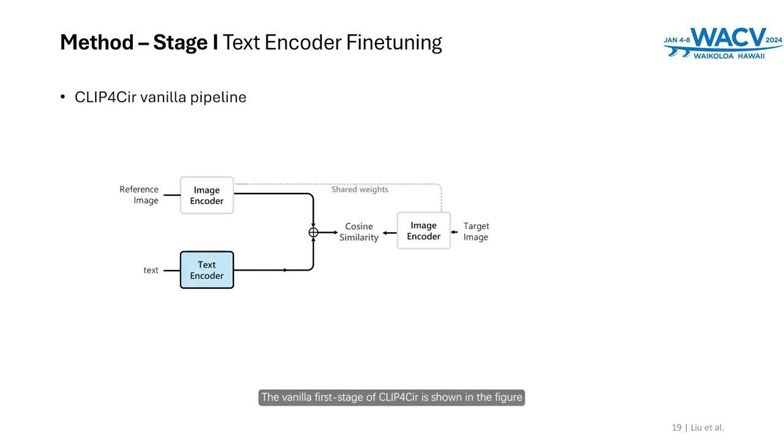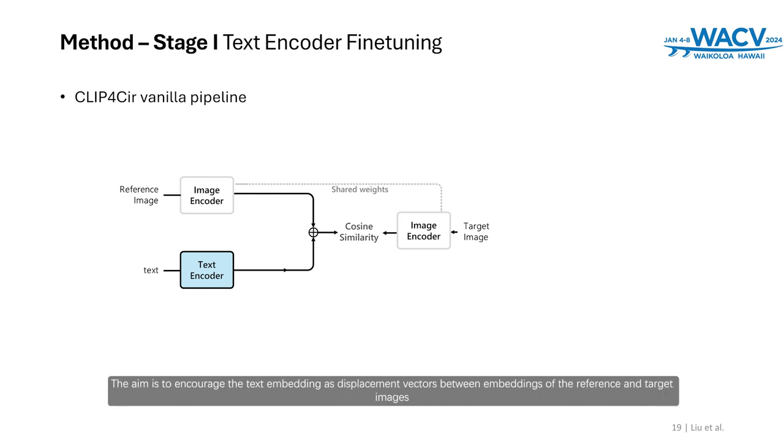We will begin with introducing the first stage and see how we infer the embeddings of the forward and reversed text using only the forward text as input. The vanilla first stage of CLIP4CIR is shown in this figure. At this stage, only the text encoder is being fine-tuned and element-wise addition is used for multimodal fusion. The aim is to encourage the text embedding to act as displacement vectors between embeddings of the reference and target images.